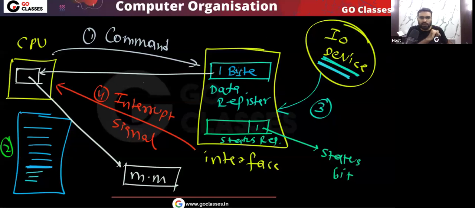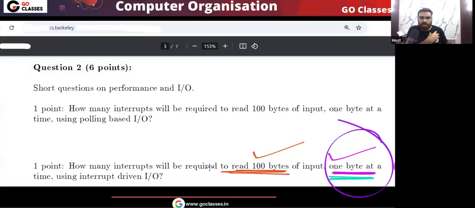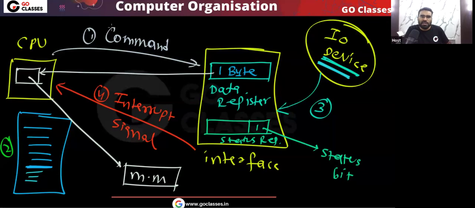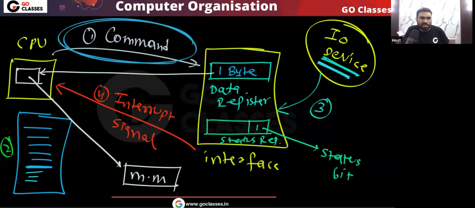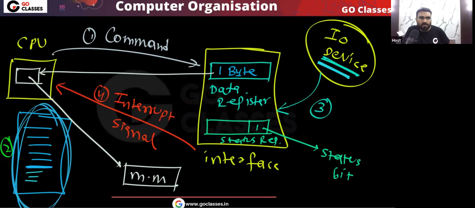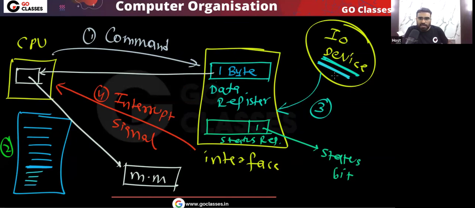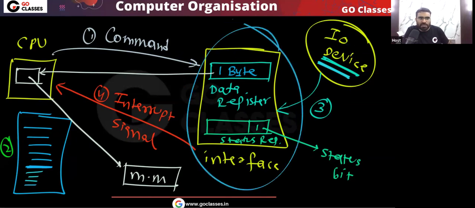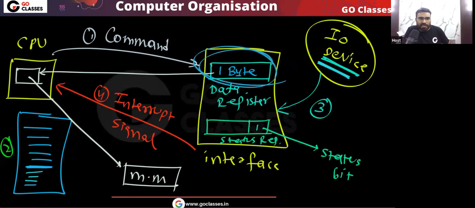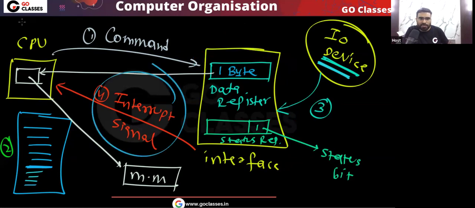Now, for the next byte, what will happen? Is our task over? Our task is not over. We need to send the third byte. Again, the same thing will repeat. The CPU will give the command to the interface. After giving the command, the CPU will execute some other program and do some useful work. Then the interface will collect the next byte from the IO device. After this byte is ready in the interface, it will generate an interrupt signal.